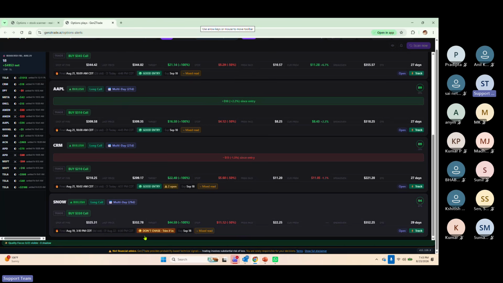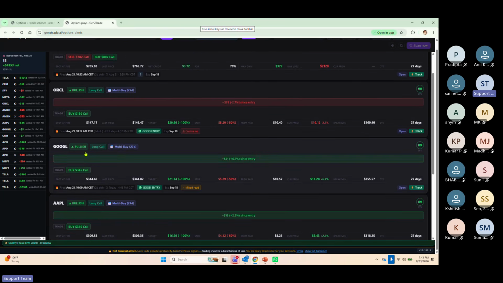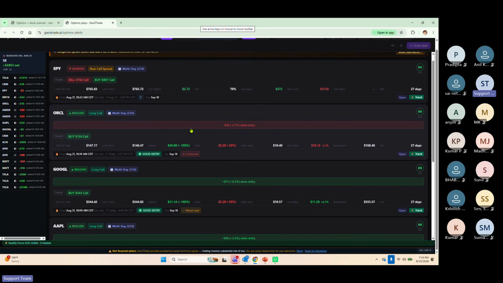For example, here it said don't chase, trim, because it reads that it is asking you not to chase, don't enter anymore, trim it. But for example, if you see CRM, it is 15% dollar, 1.3% down, but it still is a good entry. And if you see Google here, for example, it is a mixed read. It's still strong, you can take it. And here it's still a good entry.